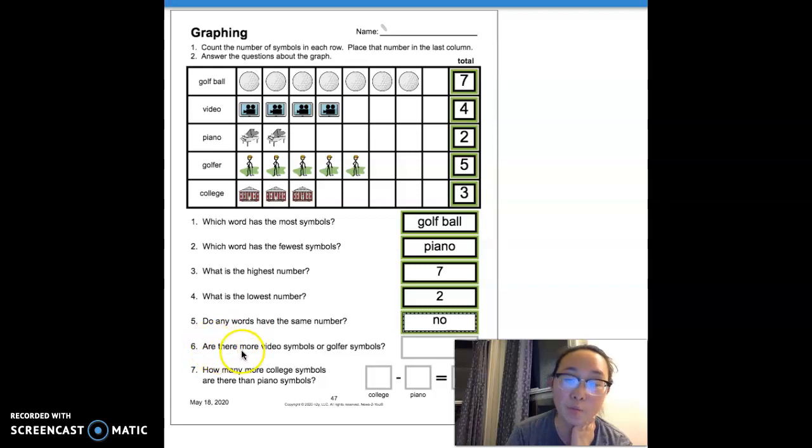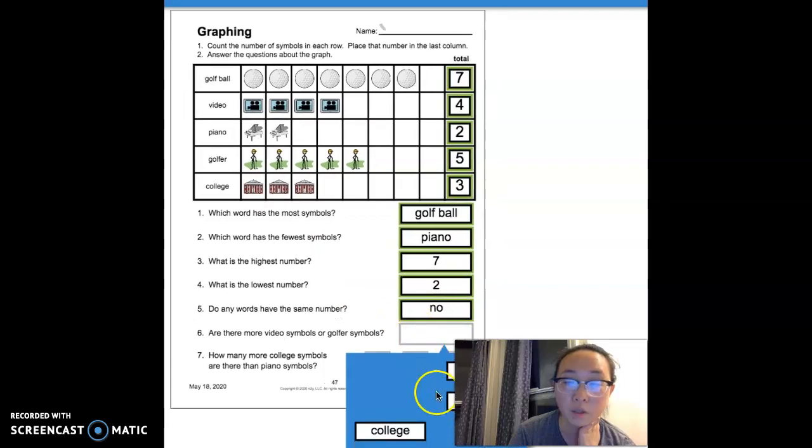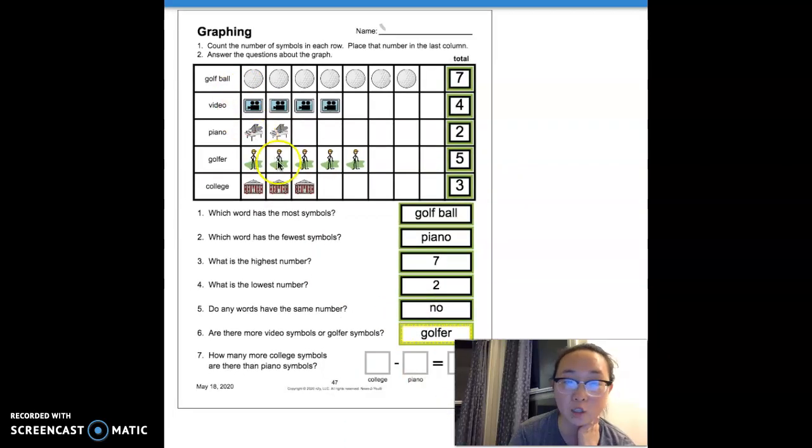Number 6. Are there more video symbols or golfer symbols? So let's look. We have video has 4. Golfer has 5. Which one has more? Video or golfer? Golfer has more, because golfer has 5, video only has 4.